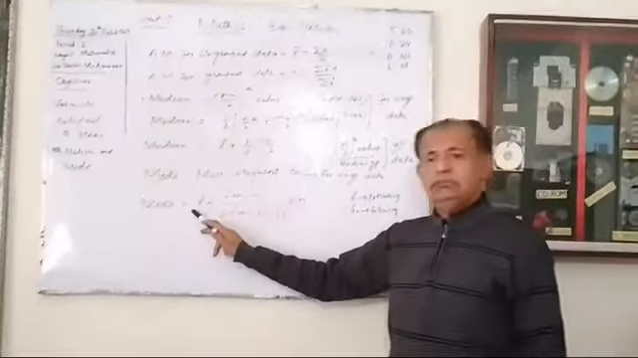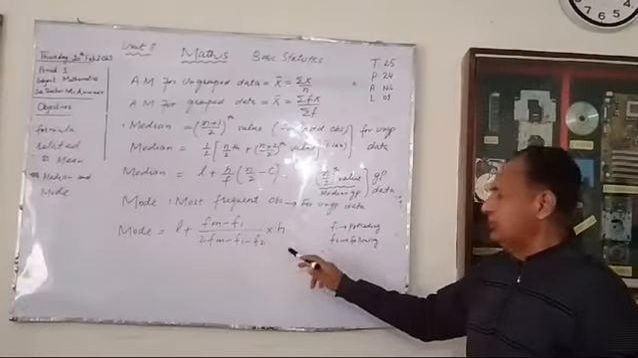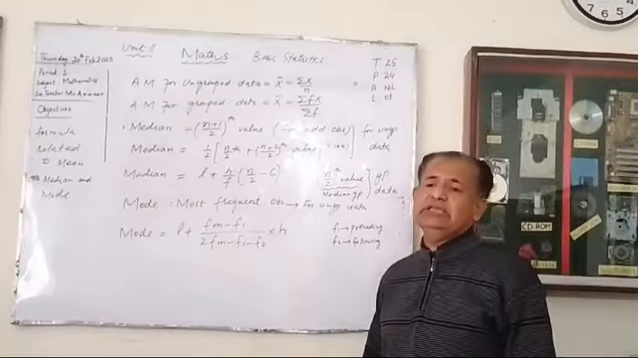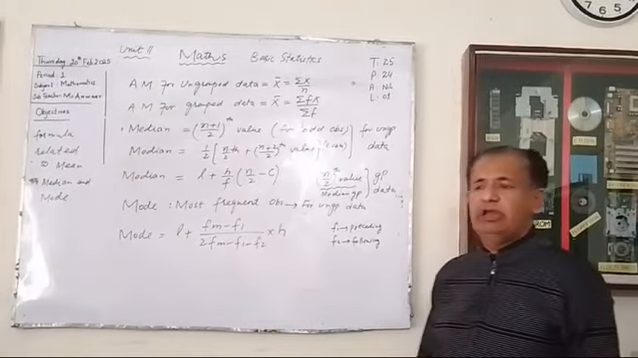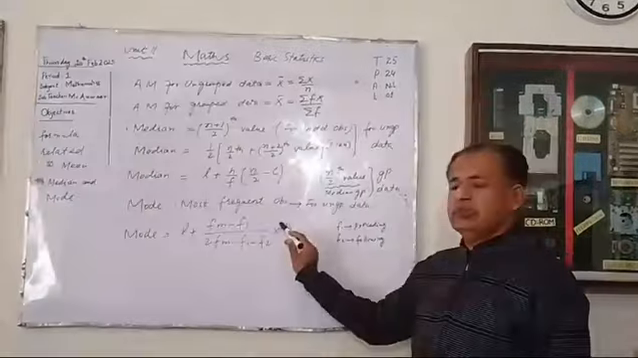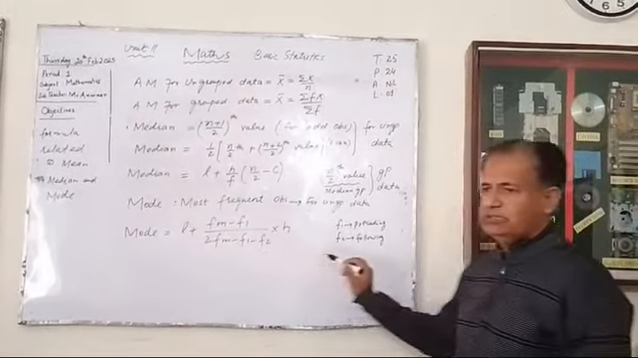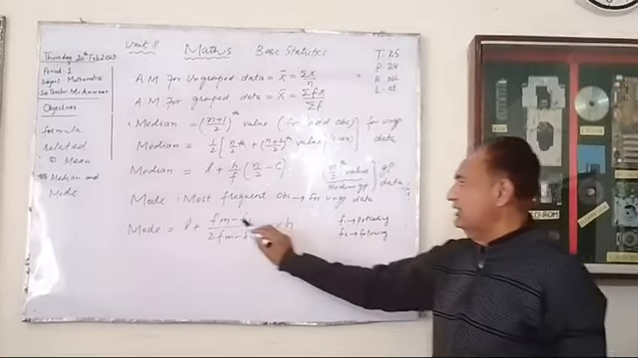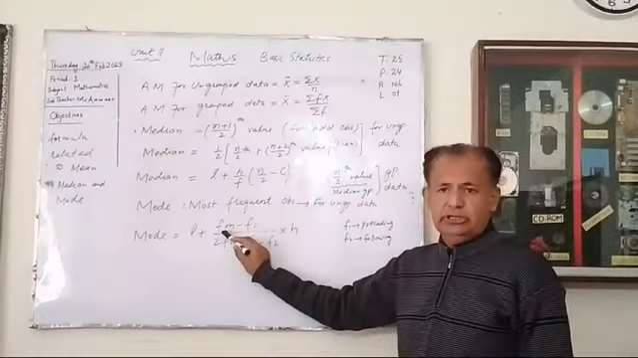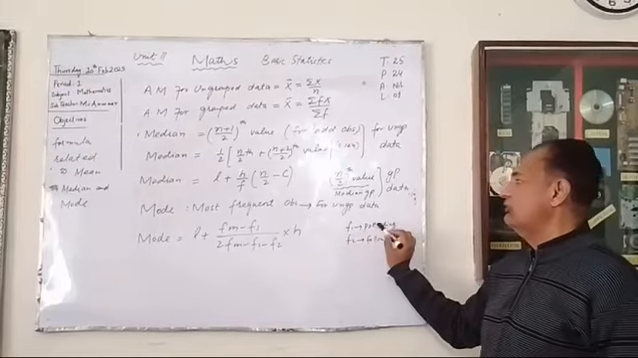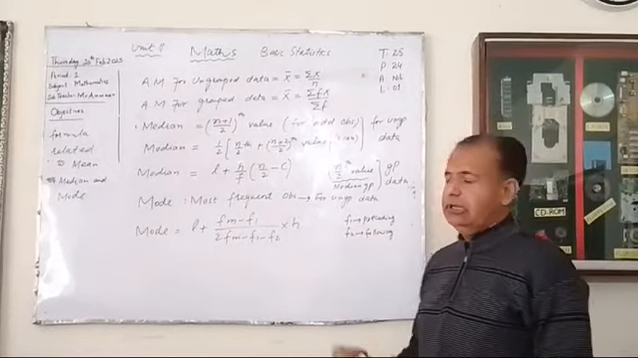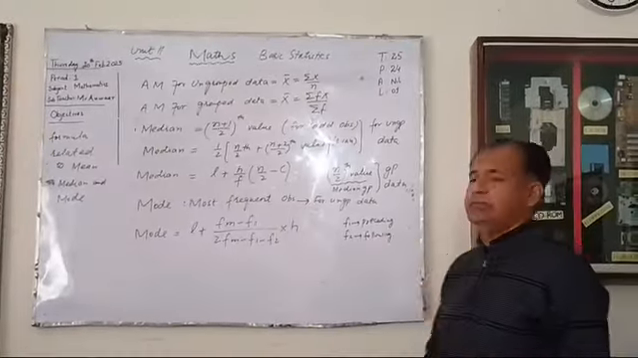L is the same lower class boundary of the modal group. The modal group is that group which has the most frequent value. If frequency is given, the maximum one is considered as the modal group. And what is Fm? Frequency of the modal group. And what is F1? Frequency preceding the modal group. And F2 is the frequency following the modal group.